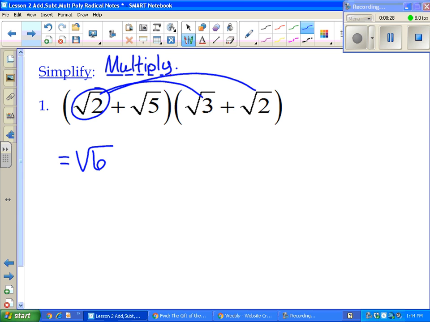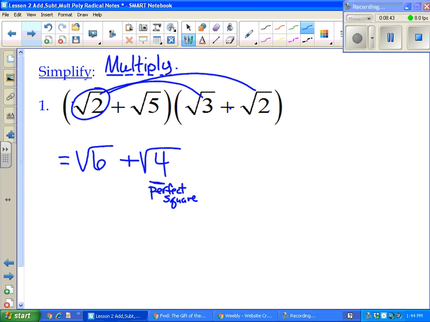Square root of 2 times square root of 2. 2's underneath, 2's underneath. It's going to give me positive 4 underneath because that was a positive times a positive. That's actually going to work out to be a perfect square. So in a minute, I'm going to take that out and bring that out as just a 2.